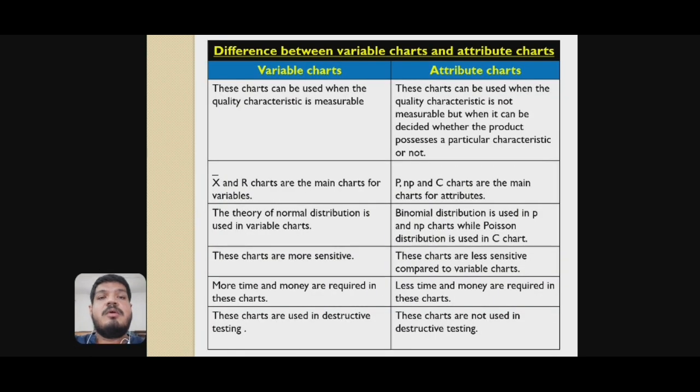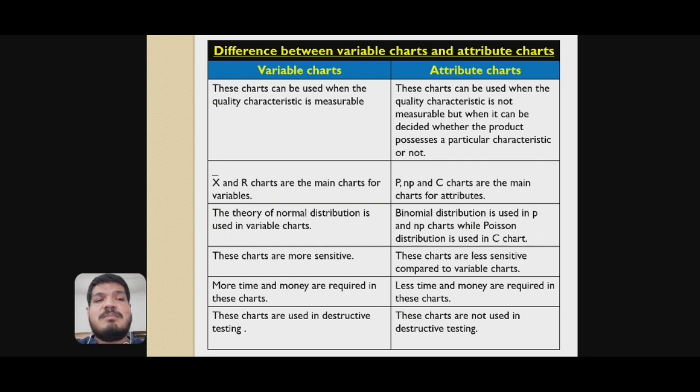Okay. Now, what is the main difference between variable charts and attribute charts? Variable charts means X bar and R chart, attribute charts means P, NP and C chart. Clear? Variable charts can be used when the quality characteristic is measurable, and attribute charts can be used when the quality characteristic is not measurable, but it can be decided whether the product possesses a particular characteristic or not. X bar and R charts are the main charts in variables; P, NP and C are the main charts in attributes. The theory of normal distribution is used in variable charts and binomial distribution is used in P and NP chart, while Poisson distribution is used in C chart.